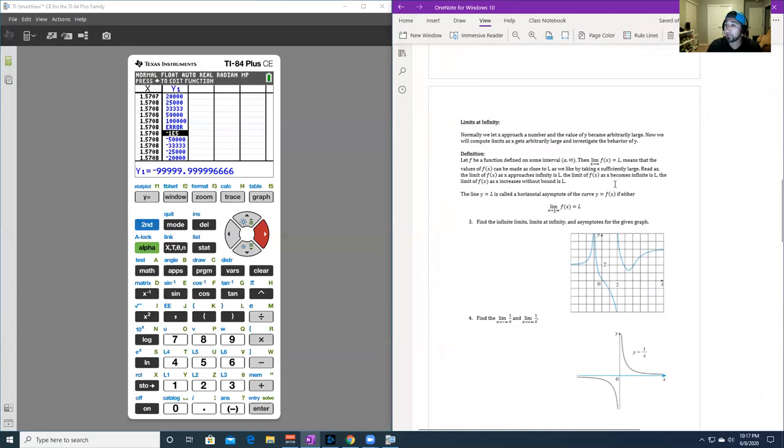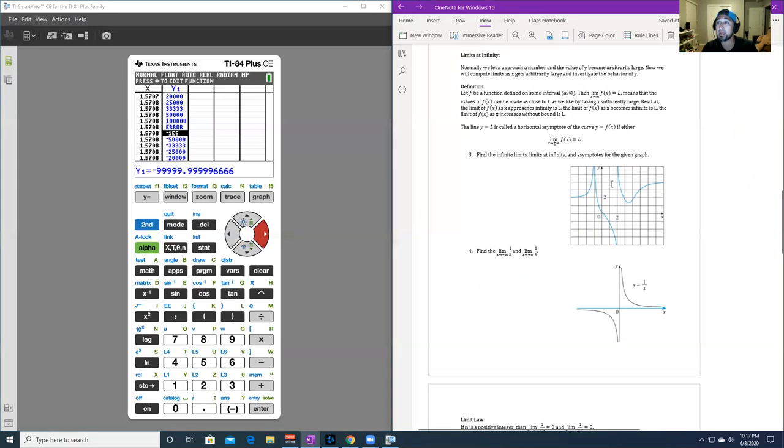Okay, so those were infinite limits. Now we deal with limits at infinity, meaning x will approach positive infinity or negative infinity. And what we look for is the behavior of y, because limits at infinity will find horizontal asymptotes for us. So the next definition, let f be a function defined on some interval a to infinity, then the limit as x approaches infinity of f of x equal to some number L means that the values of f of x, or the values of y, can be made as close to this number L as we like by taking x sufficiently large.